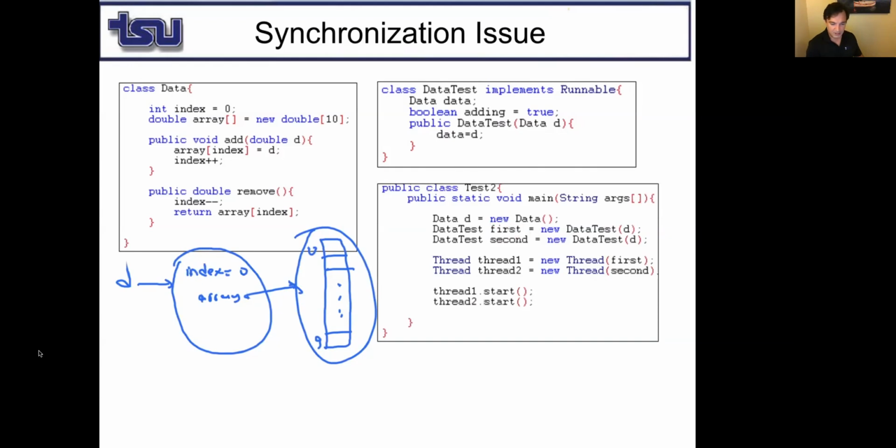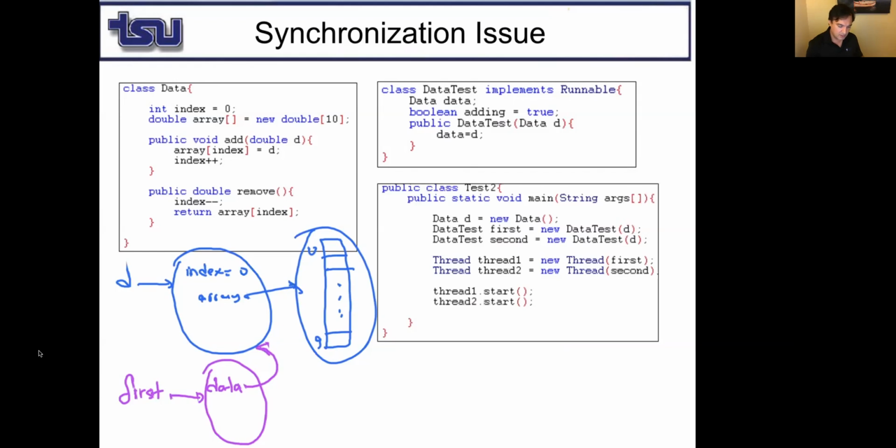I create an object of this class, okay? I create an object of that class. Let's call it first. I create an object of this class. And as you see, which constructor do I use? This one, D. D was this one, right? I send it as an input argument. So the data of data test, this one has something called data. It will point to this memory space. Why? Because of this D.